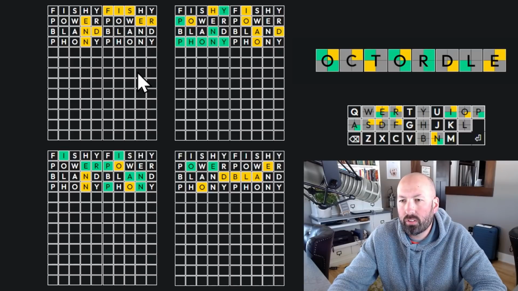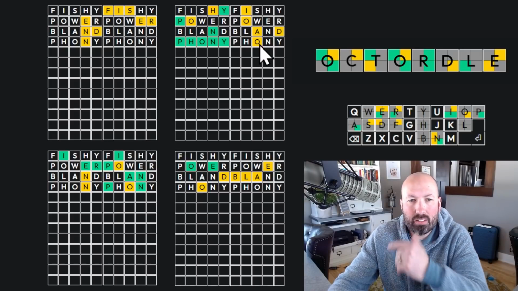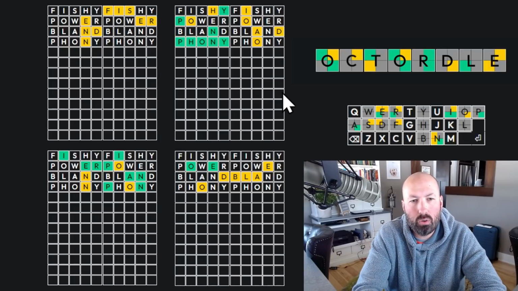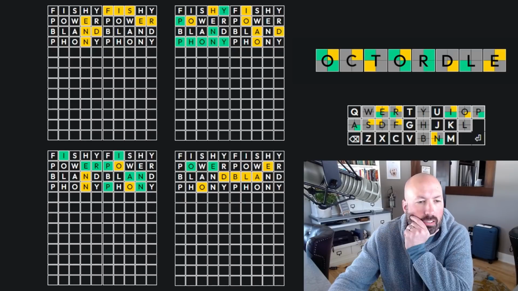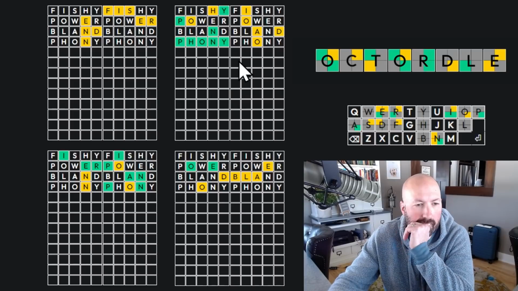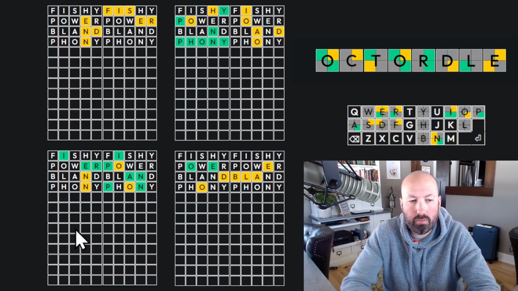So reefs still looks possible. Phony. What other words do we have anything on? This one we've got O, A, I, and D. But the D is not... The D could be. Not sure. Okay, let's look at the one that we thought might be river or liver or something.